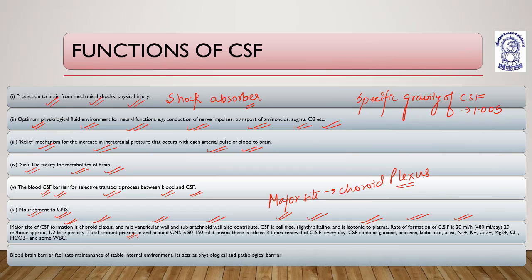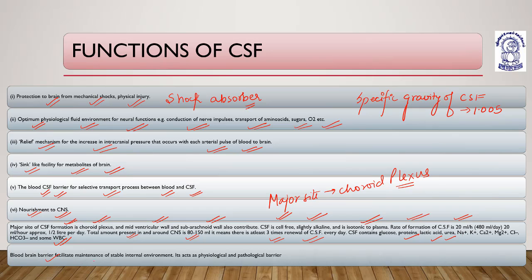Total amount present in and around CSF is 80 to 150 ml. It means there is at least 3 times renewal of CSF every day. CSF contains glucose, proteins, lactic acid, urea, Na+, K+, Ca2+, Mg2+, Cl- ions, bicarbonate ions, and some WBCs.